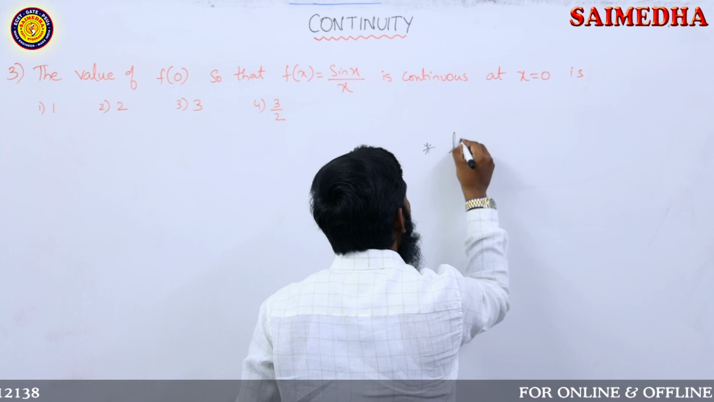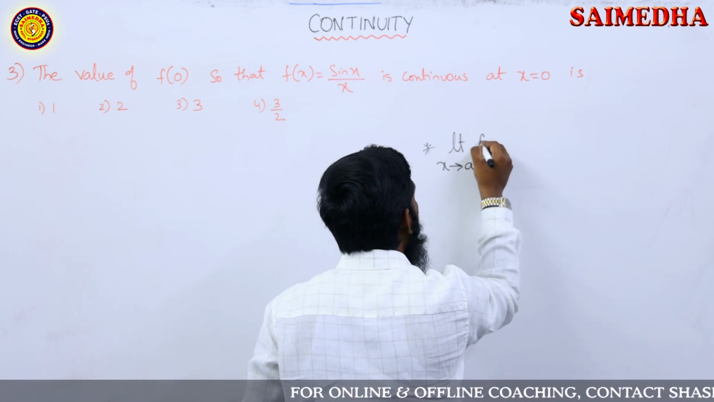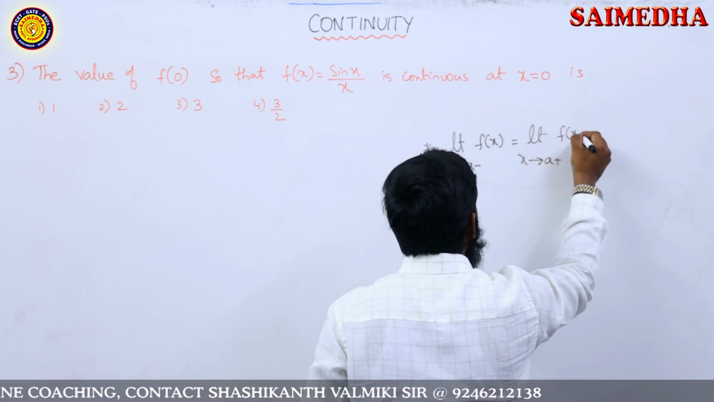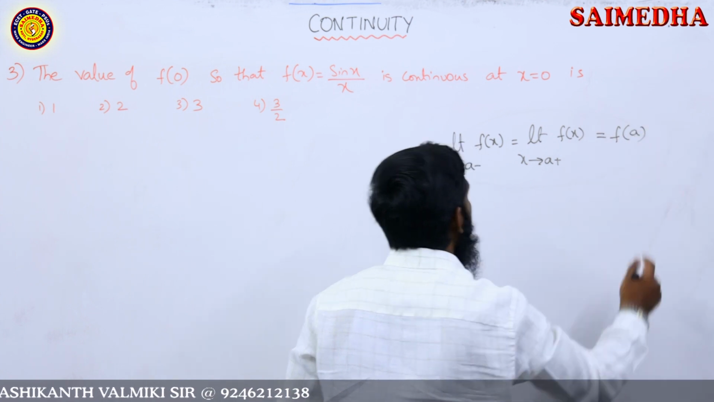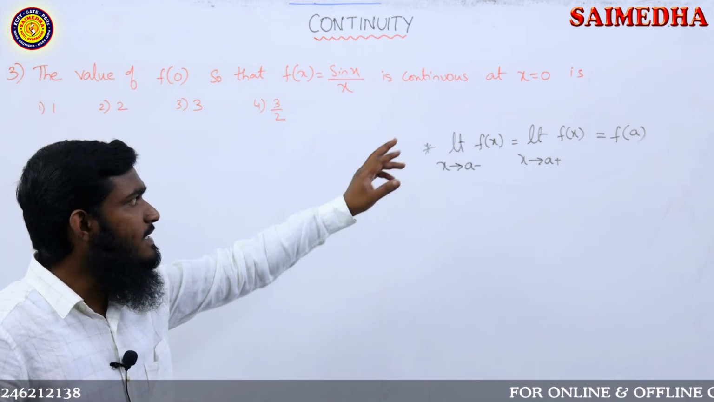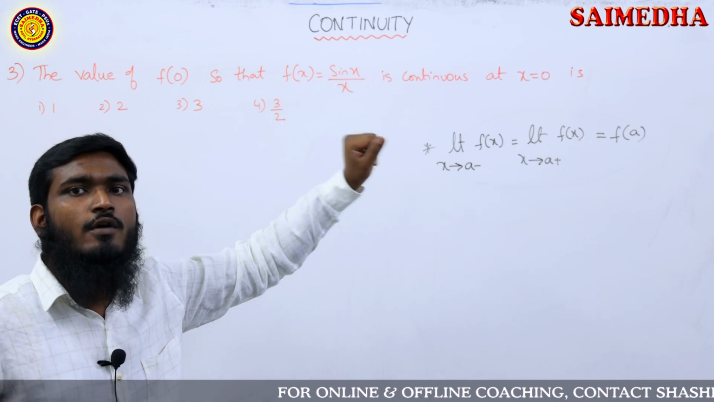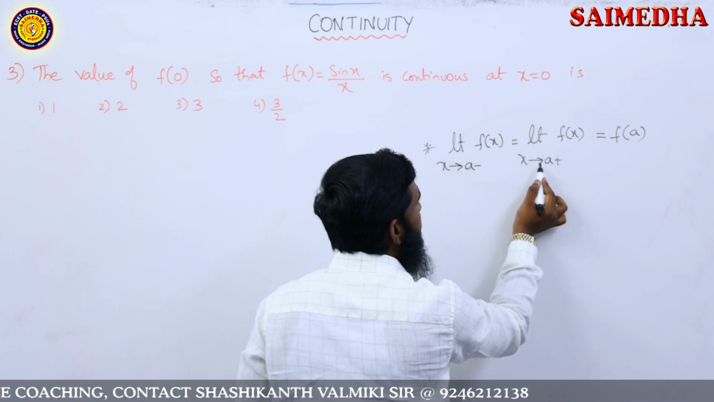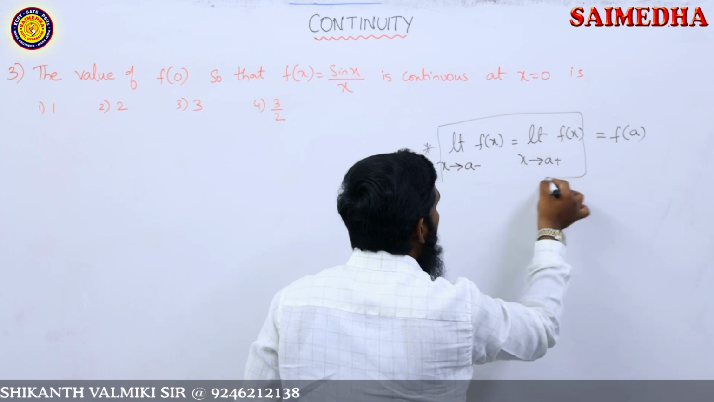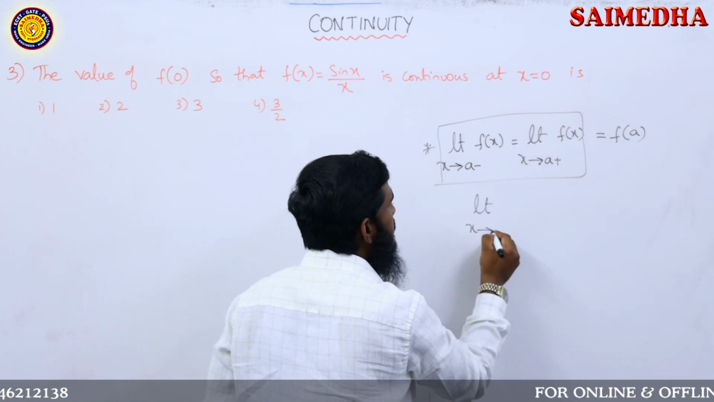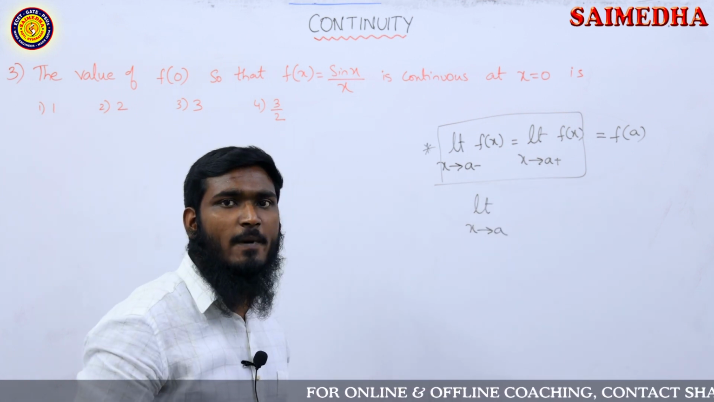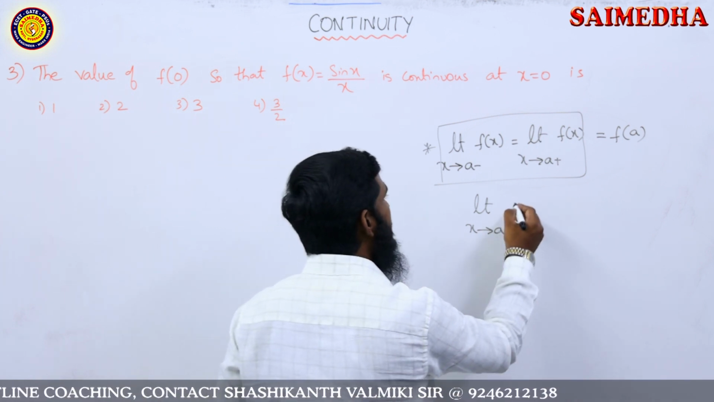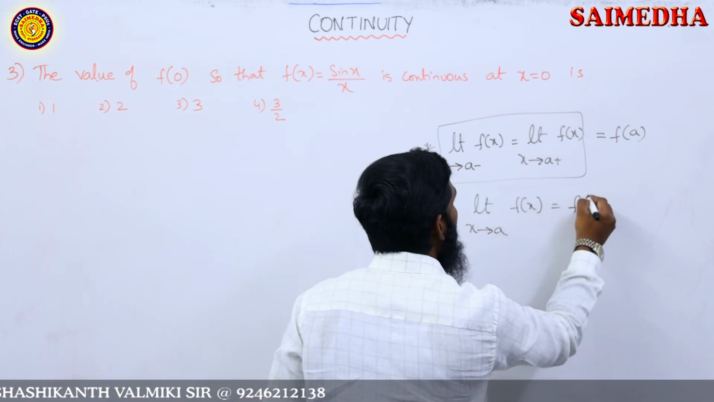The condition is limit x tends to a minus f of x is equal to limit x tends to a plus f of x, which is equal to f of a. So this is the condition for the continuous function. LHL value is equal to RHL value is equal to value of the function. Now we have seen that the limit as x tends to a minus and a plus are equal. Instead of this complete part, if both are equal, then directly we can write limit x tends to a, f of x, which is equal to f of a.